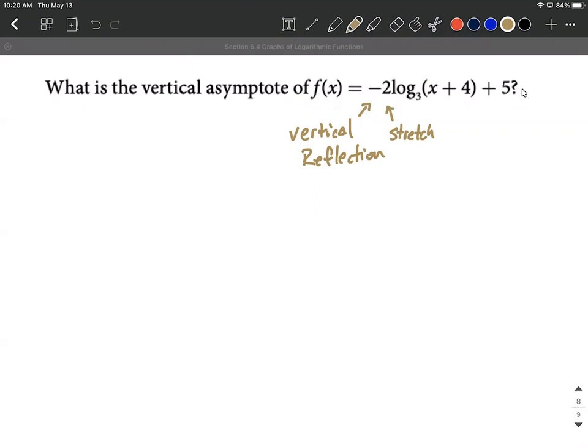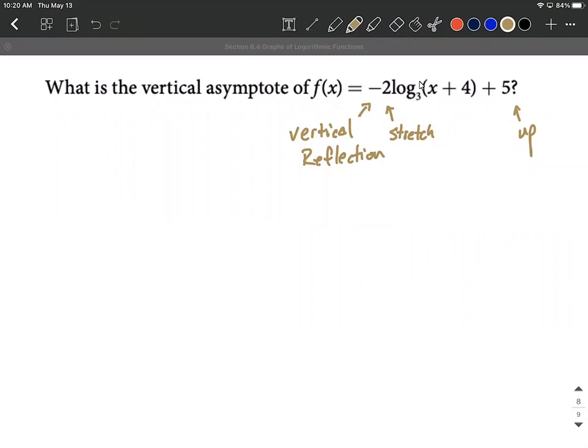This 5 at the end, let's go ahead and mention that. That's going to move everything up. Now, if that had been subtracting 5, everything gets moved down. But again, the vertical asymptote is in the exact same spot. The base here, the 3, that's not a transformation. That's just telling us the base of this logarithmic function.